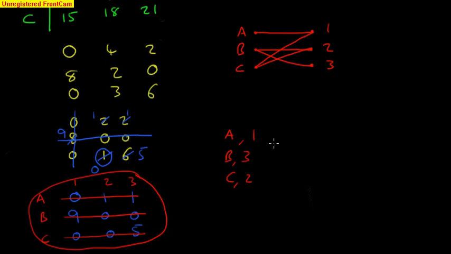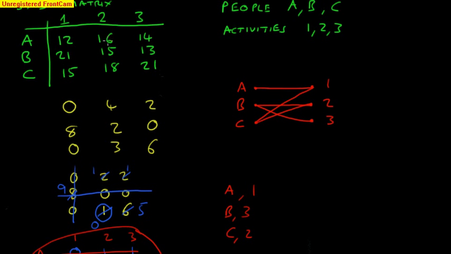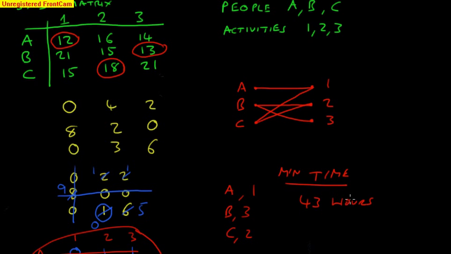To minimize the time required to do these activities, we just need to go back to the original, which is up in the box here. Person A doing activity 1 is there, person B doing activity 3 is there, and person C doing activity 2 is there. So the minimum time to do all those activities with the correct allocation will be adding those numbers together. So 12 and 18 is 30, plus 13 is 43 hours in this situation. Right, that's that.